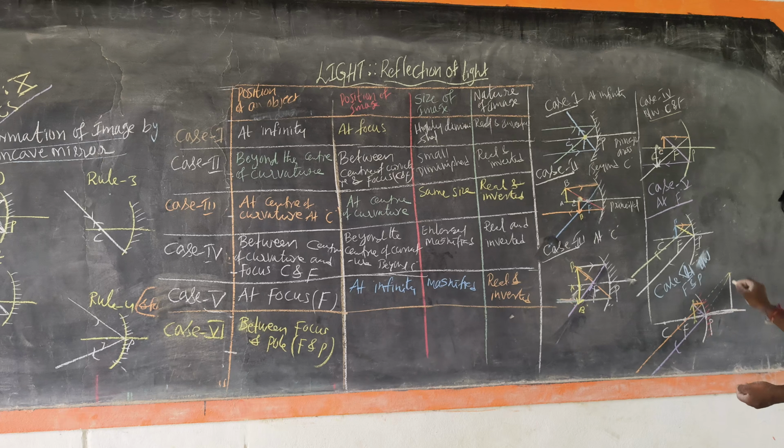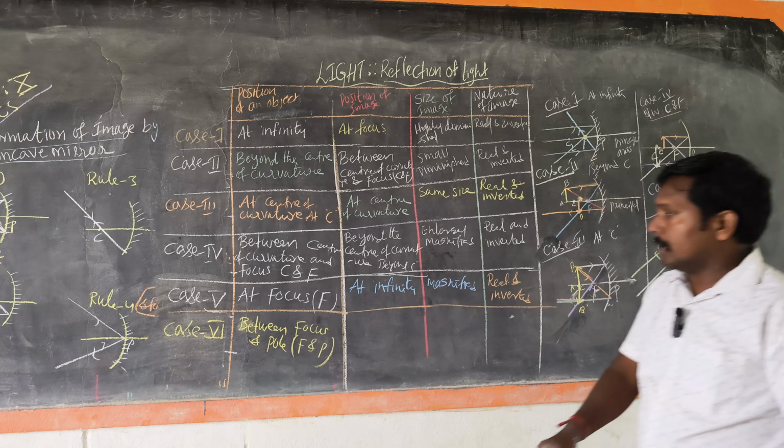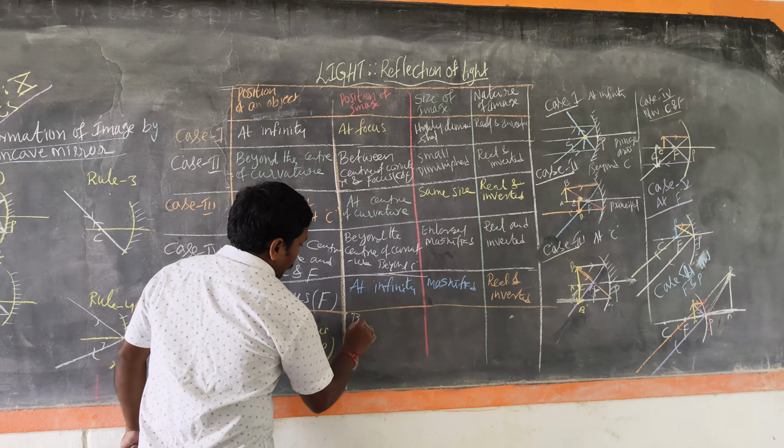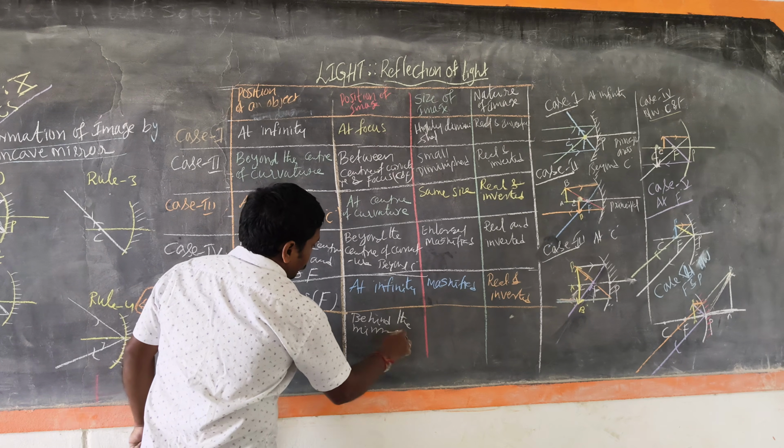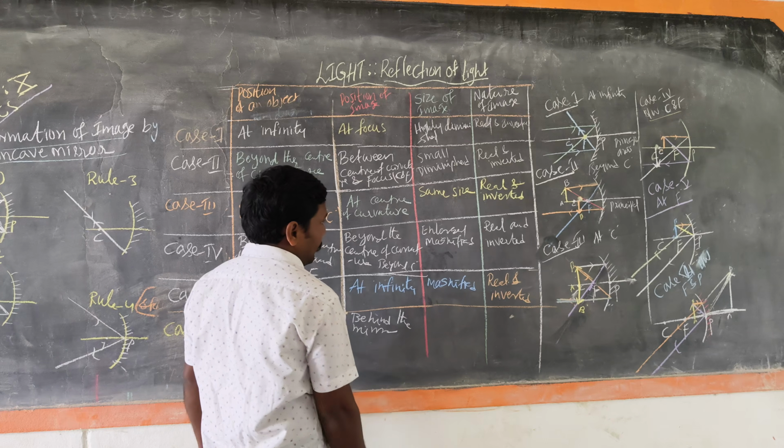So here the image of an object is formed. When we extend the reflected rays back, they meet at one point. At that point, the image is formed. Tell me, where is the image obtained? Behind the mirror or inside the mirror. So the image is formed behind the mirror.